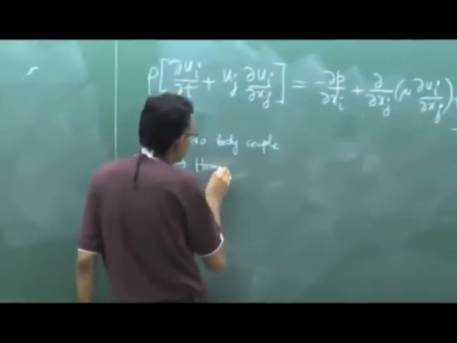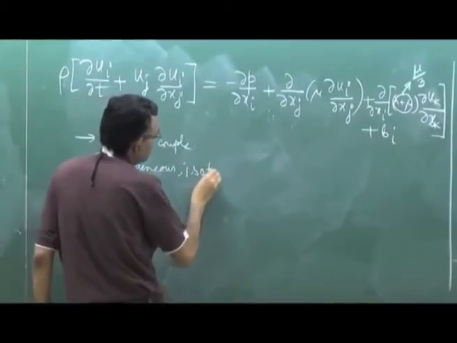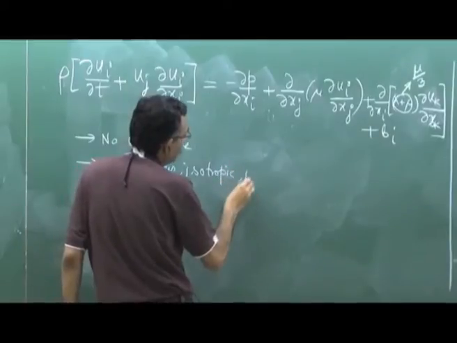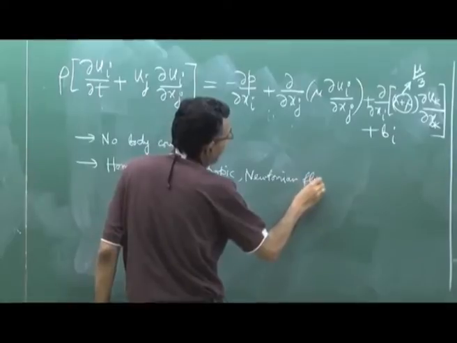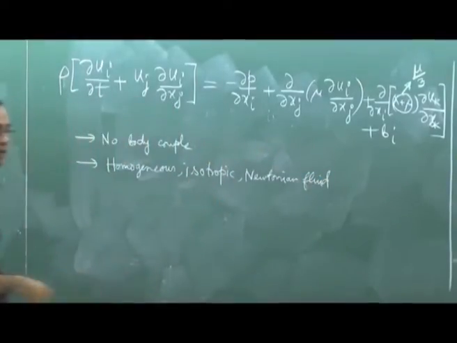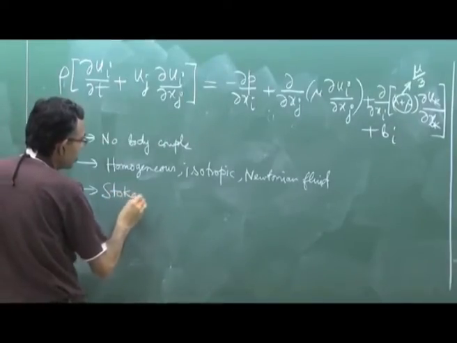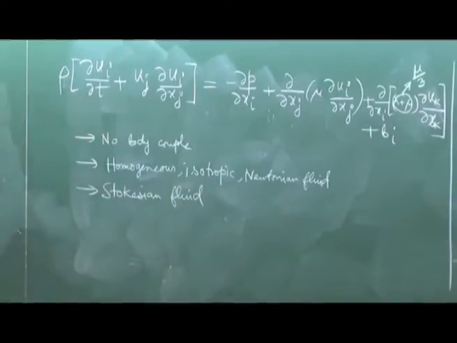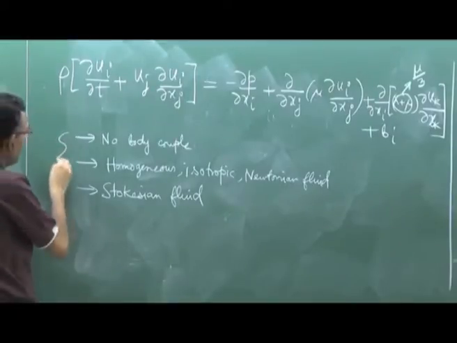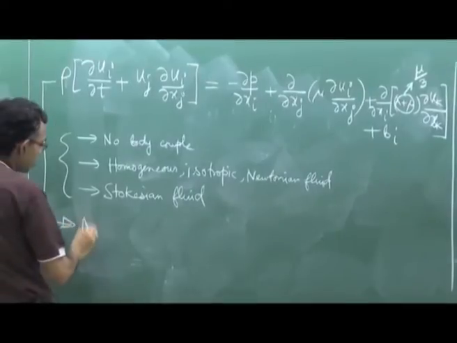So homogeneous, isotropic and Newtonian fluid. And finally we have assumed that the Stokes hypothesis is valid. So a fluid for which the Stokes hypothesis is valid is known as Stokesian fluid. So with these assumptions we arrive at this equation of motion, which is the celebrated Navier-Stokes equation.